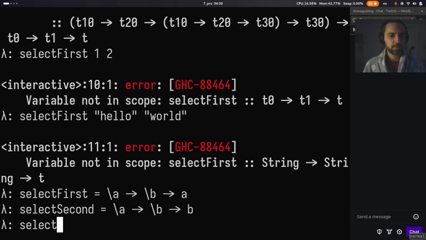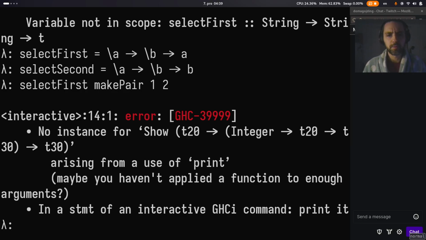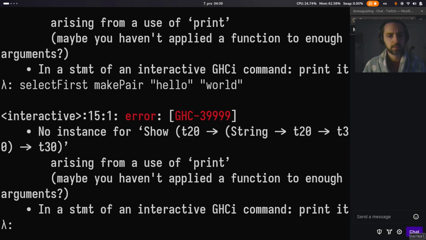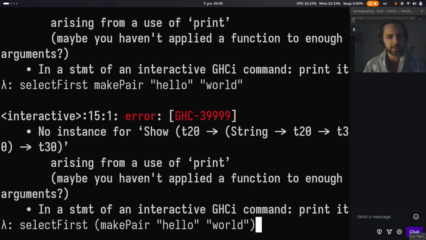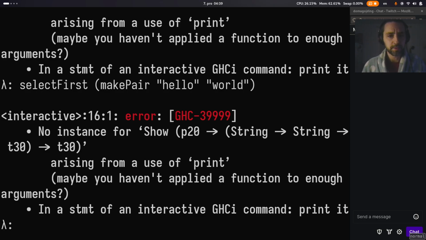So I thought then, do I do select first, make pair 1 and 2? No, it won't work. Then I thought, what is it? Is it something with types or what? Select first, make pair, hello world. No. But then you think, how am I applying the function? Like I'm applying select first to make pair. Do I have to do select first, make pair, hello world, maybe like this? No, it doesn't work.